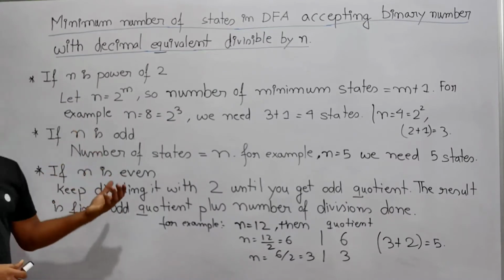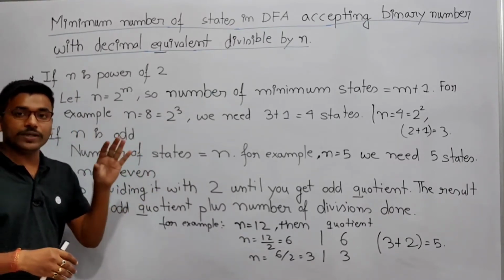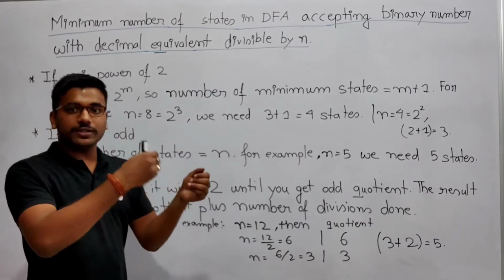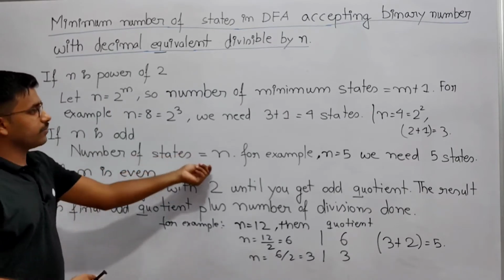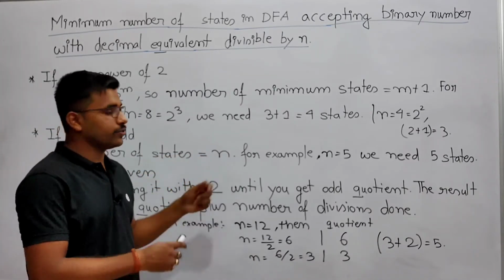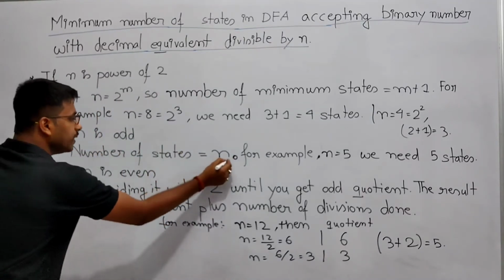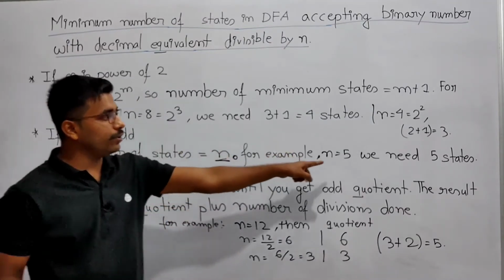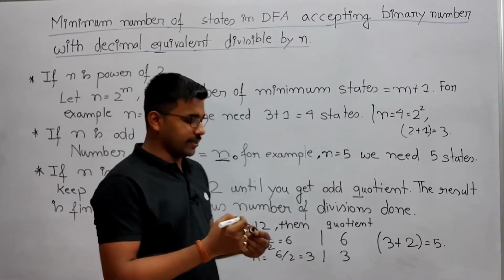Similarly, if n is odd, like 3 or 5, we have seen that we require that many states. If it is divisible by 3, 3 states. If it is divisible by 5, 5 states. The number of states is equal to n. If n is odd, you are going to have that many states. For example, n equal to 5, we need 5 states. We have seen n equal to 3, we require 3 states.